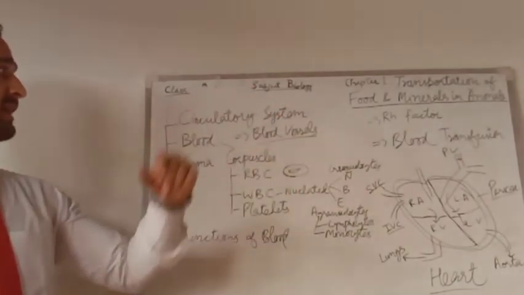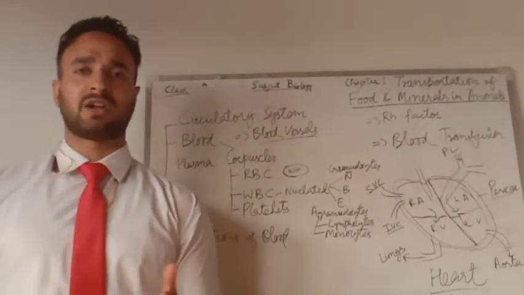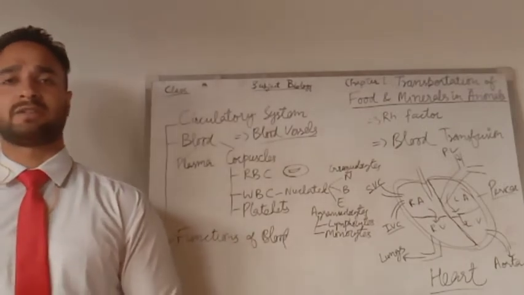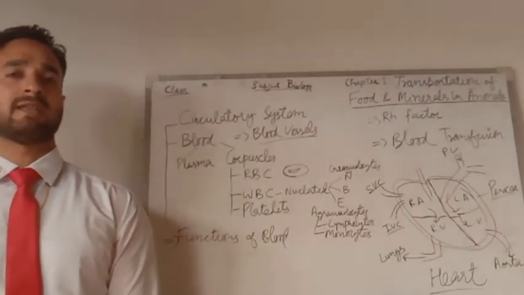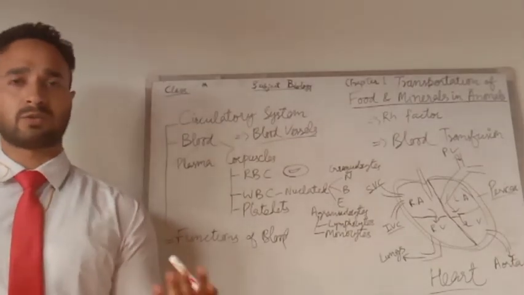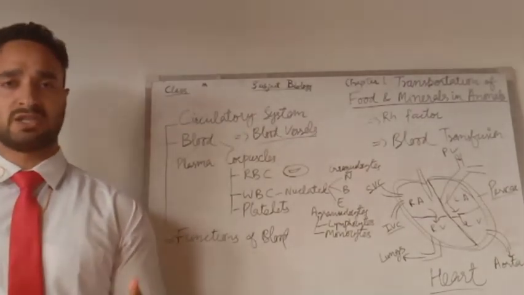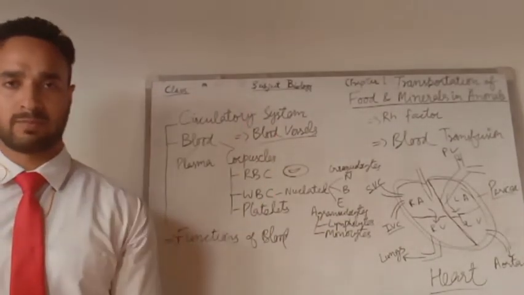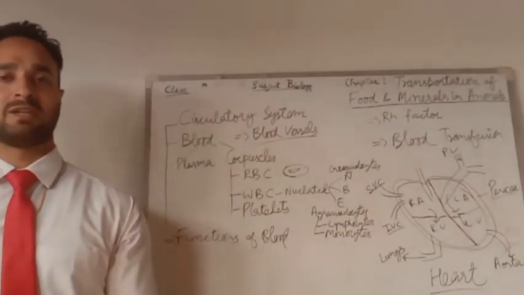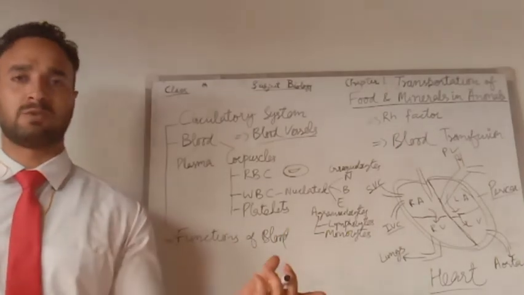Anyway, there are three kinds of blood vessels. The transport system we are talking about, the circulatory system, comprises three kinds of blood vessels: arteries, veins, and capillaries. Arteries are those blood vessels which carry oxygenated blood from the heart to the different parts of the body. The exception is the pulmonary artery, which carries deoxygenated blood to the lungs.